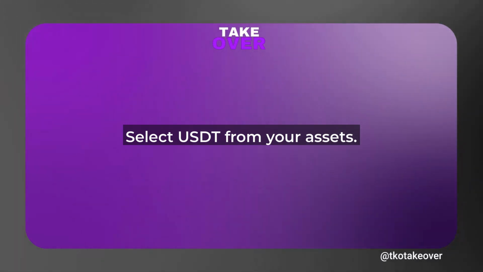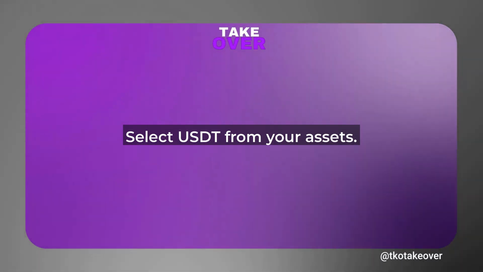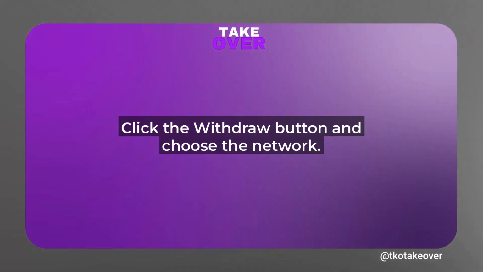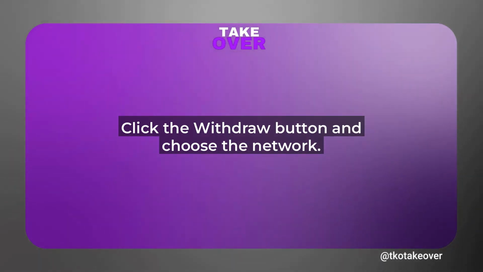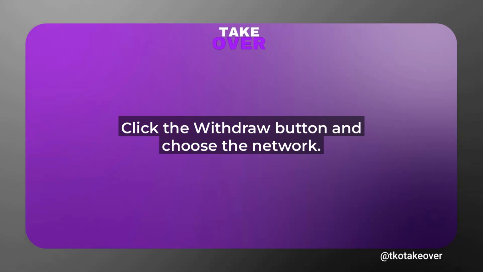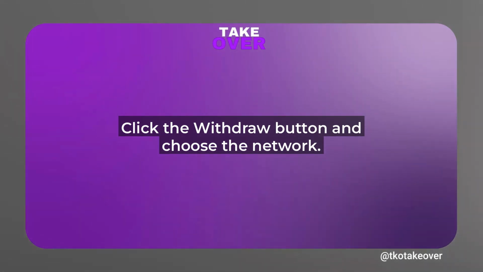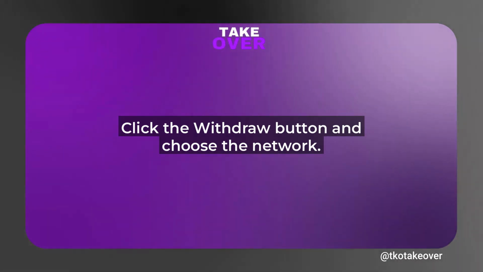Once logged in, navigate to the Wallets or Assets section. This is usually found on the main dashboard. Here, you'll see a list of your cryptocurrencies. Scroll or search for USDT. Select USDT. Then click on the Withdraw button.